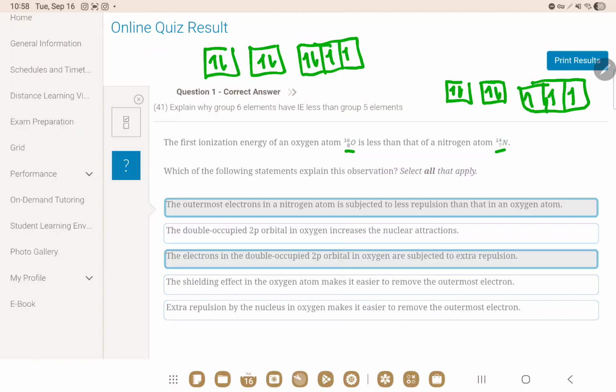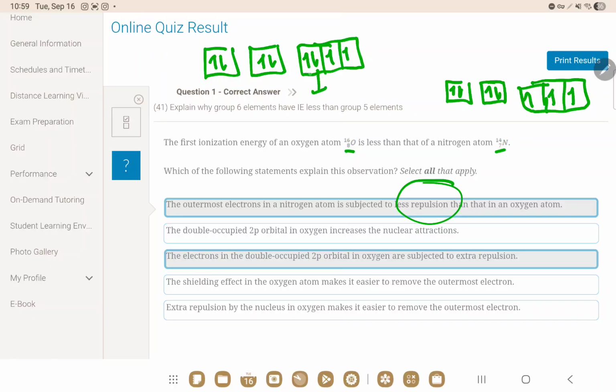Now, the outermost electrons in a nitrogen atom are subjected to less repulsion than in an oxygen atom. Yes, why? Because here you have 2 electrons sitting in the same house. Electrons don't like each other, so they repel each other. But here, each one is in its own room. They have nothing to repel, so they need more energy to take away one, because the one is happy in its house. It's not living with another electron that it wants to repel away.